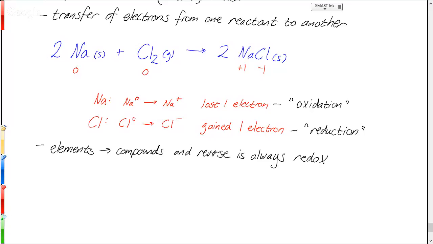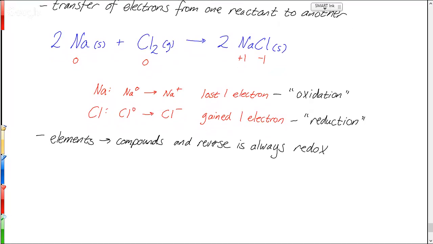Since elements in their elemental state are always zero, if you have some pure elements like sodium and chlorine, and then they come together and form a compound, there has to be oxidation reduction involved there. Same thing if it's the opposite. If you've got a compound and then it's broken down into individual pure elements, that also has to be redox because you have to have gone from something to zero. Elements don't have zero oxidation states in compounds.